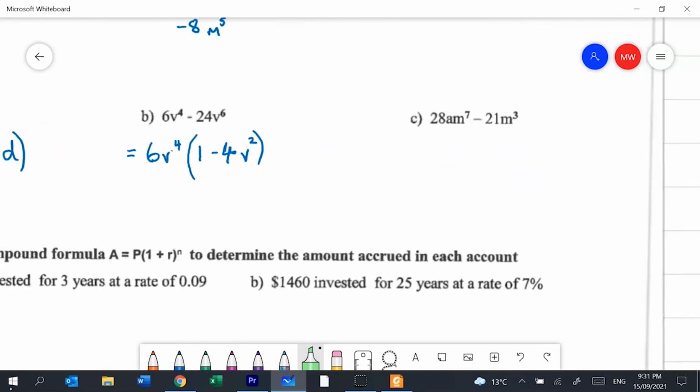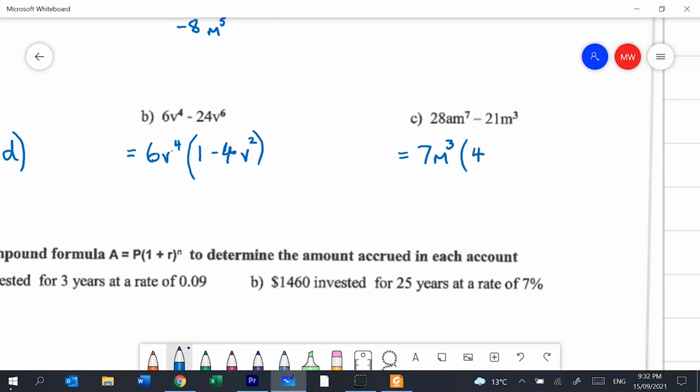Excellent. Last one. 7 will go into both those numbers, so let's take that out the front. And then let's have a look. I haven't got any A's in this second term, so I can't take any A's out the front. But I've got M's in both. Remember, I'm going to take the one with the smallest indice number, okay? And then I'll write what I've got left.